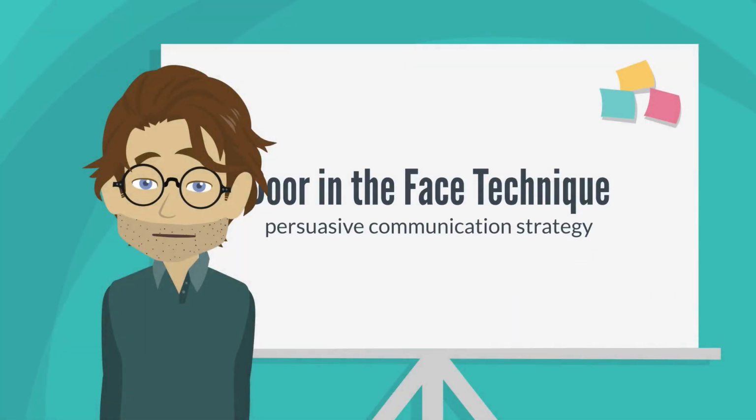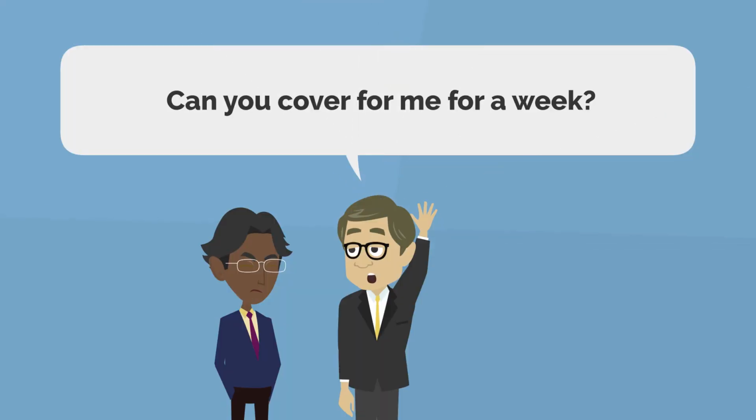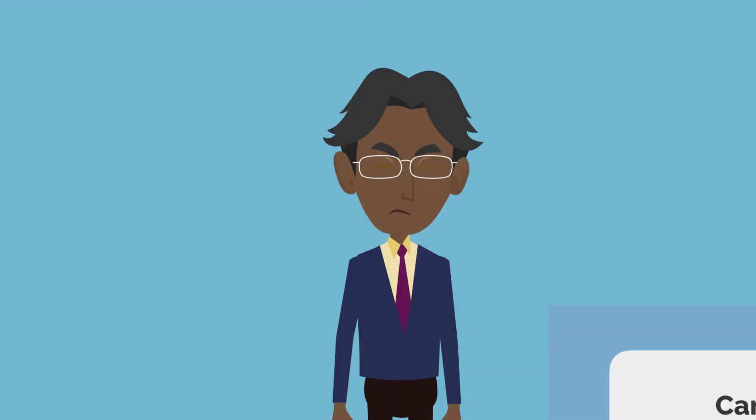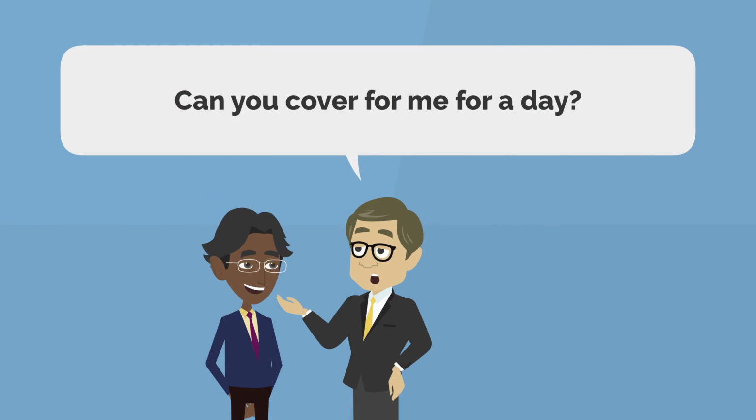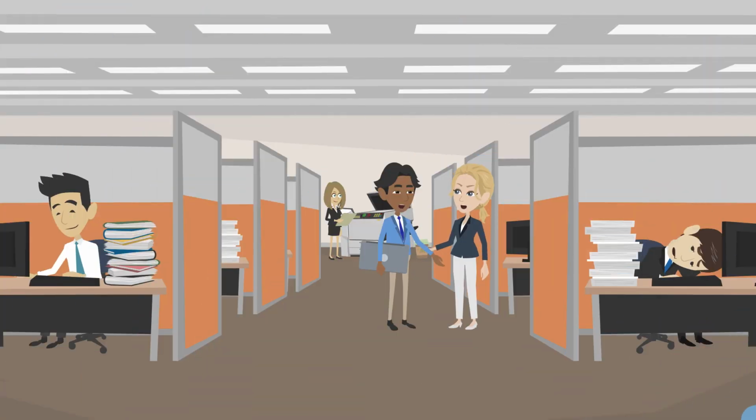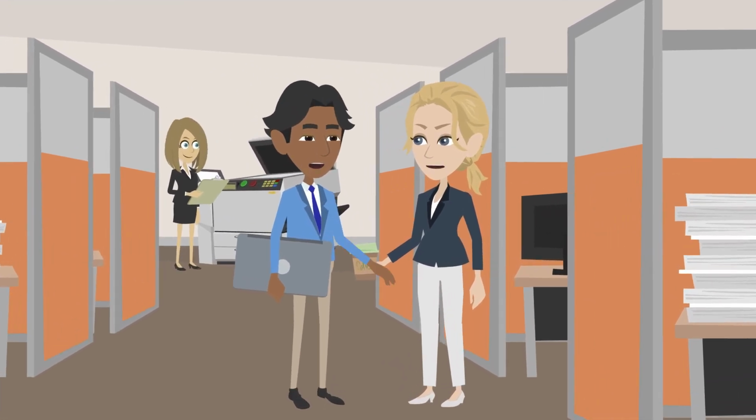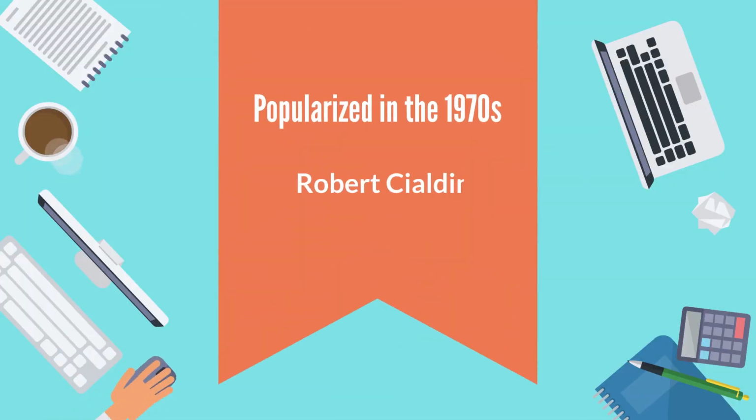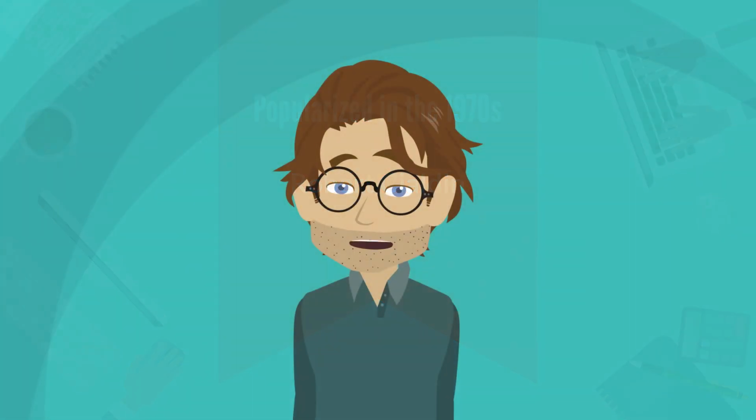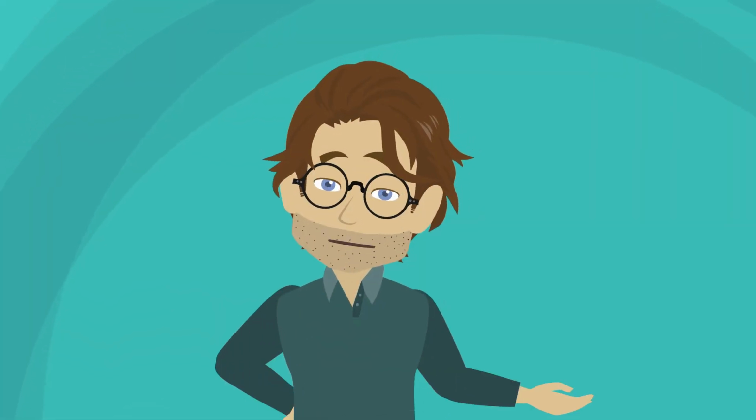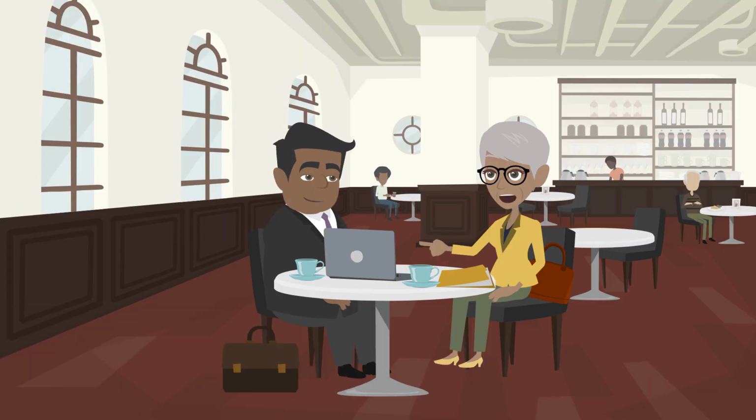The door-in-the-face technique is a persuasive communication strategy that involves making a large, often unreasonable request that is expected to be rejected, followed by a much smaller, more reasonable request. This technique is based on the principles of reciprocity and perceptual contrast. It was popularized in the 1970s by psychologist Robert Cialdini and has since been widely used in various contexts, including sales, negotiations, and social influence.